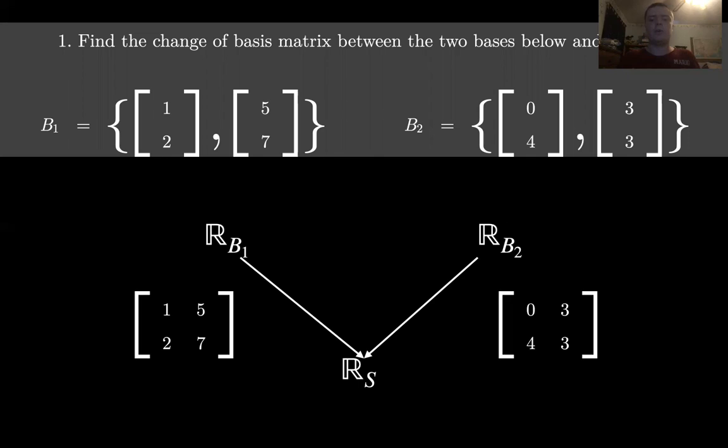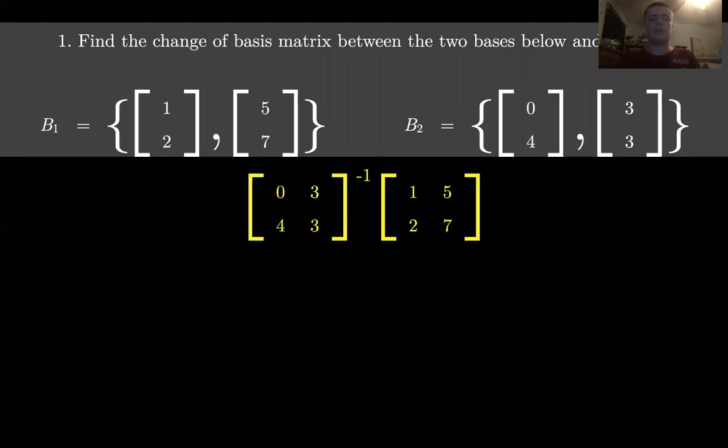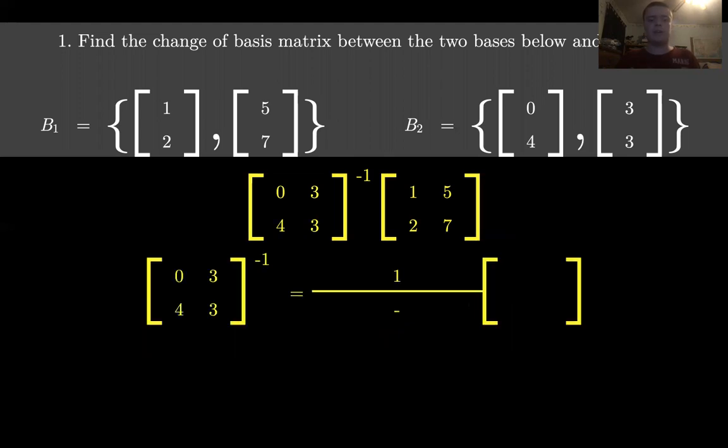What do? Well, we take the inverse of the change of basis matrix from B2 to S to get the change of basis matrix from S to B2. From here, it's a simple matrix multiplication problem, but first we need to take the inverse of that first matrix. As a reminder of how to take the inverse of a 2 by 2 matrix using the formula, we do 1 over A times D minus B times C, and that is a scalar multiplied by the matrix with A and D swapped and B and C negated.